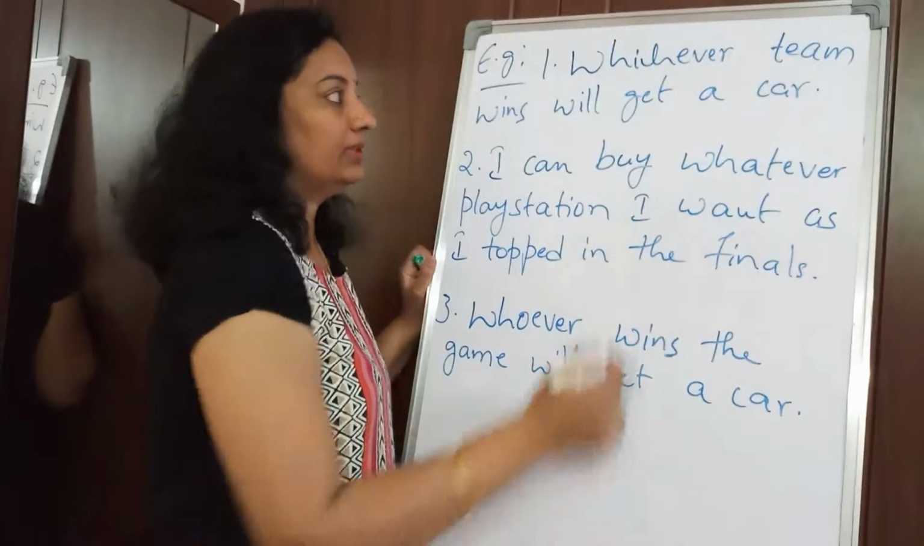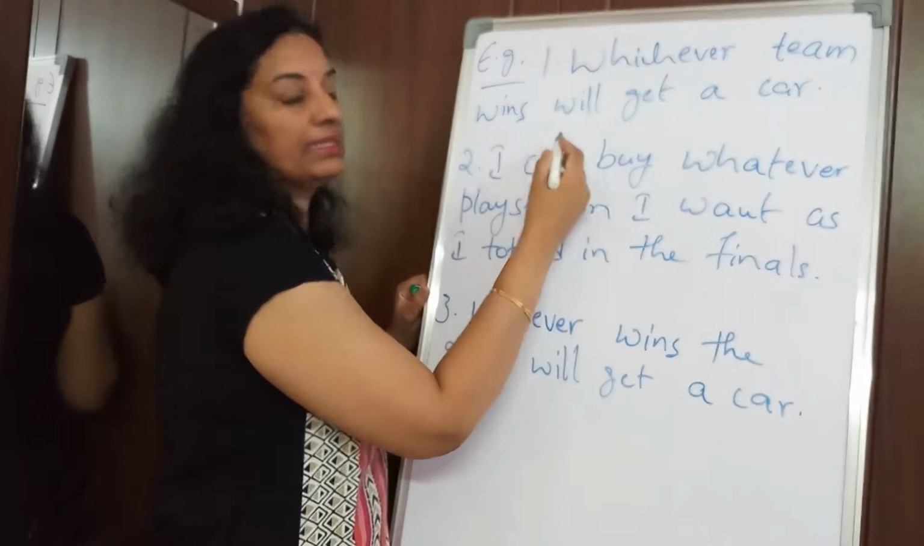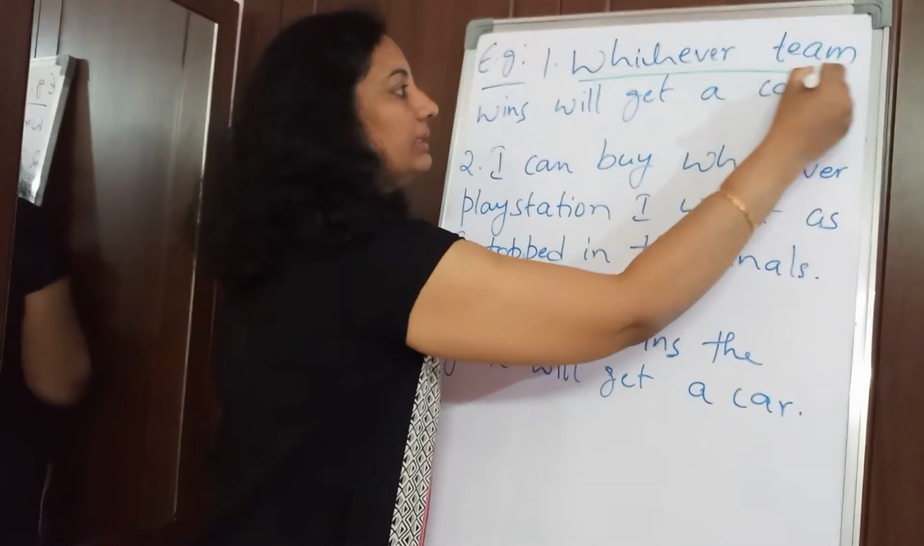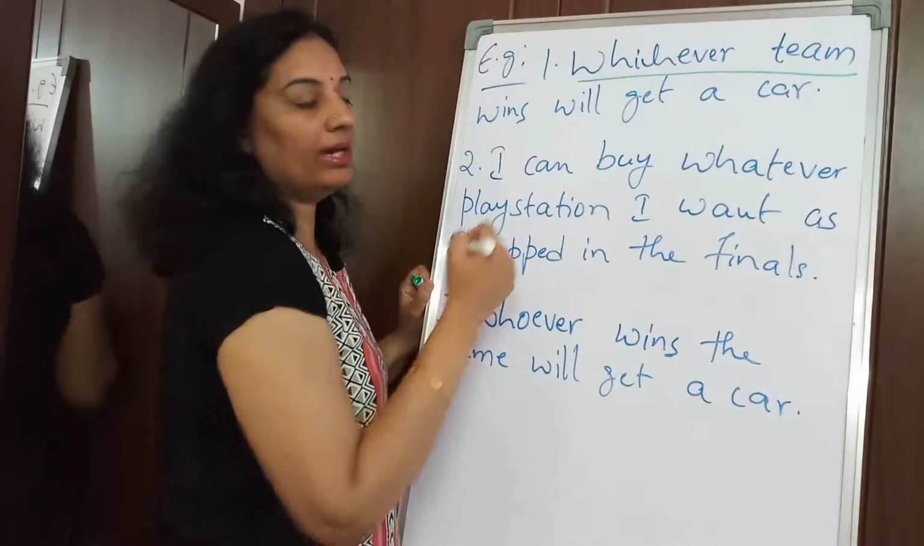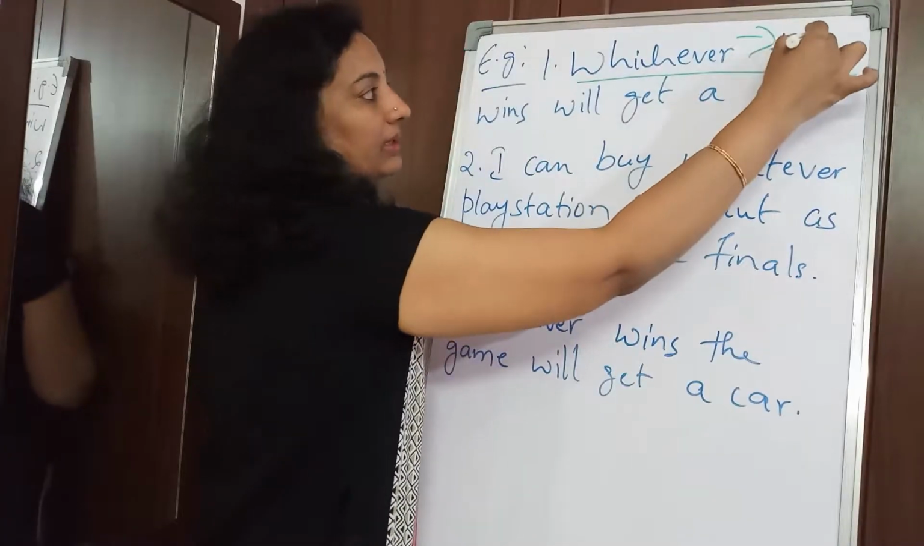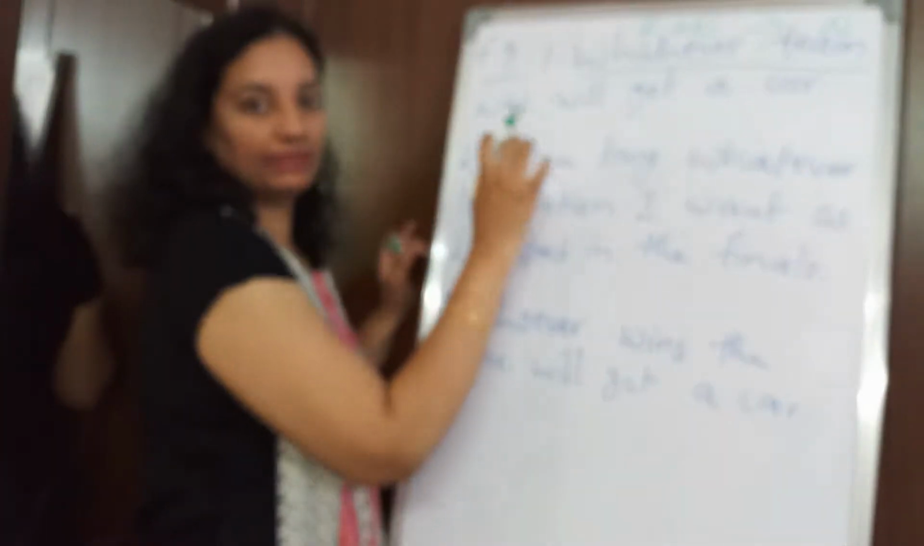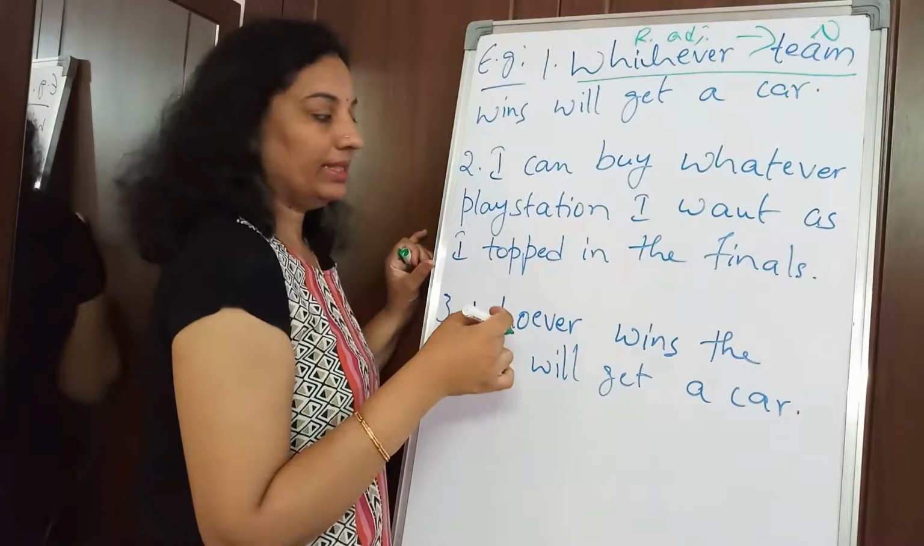Look at these examples. First one: whichever team wins will get a car. Whichever team. As a rule, adjectives are followed by nouns. So this is a relative adjective. We are totally convinced with that.